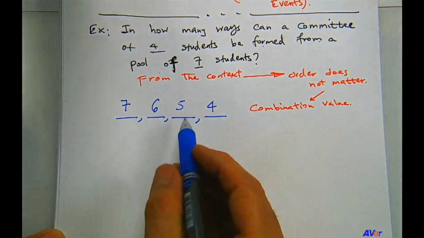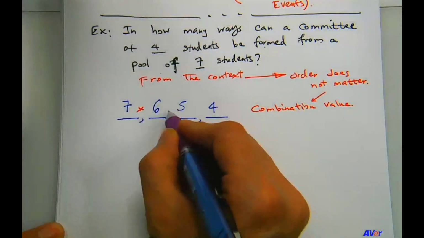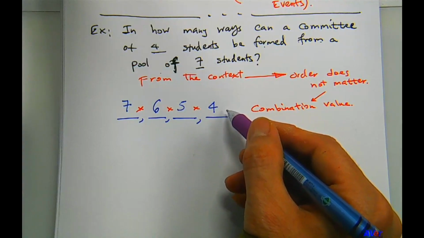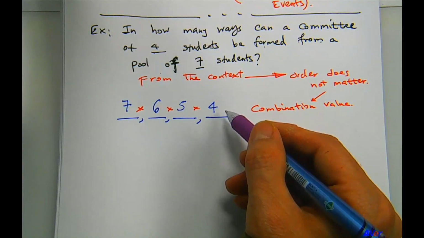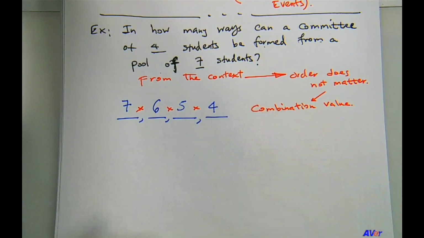Okay, so if we multiply this by the multiplication principle, the number we will get is the permutation, when order does matter, but we don't want that. We want to get rid of all the duplicates because the same people were arranged differently. But that's not going to change the committee, right? It's still the same committee because these are the same people. Putting them in different spots or seats, it doesn't matter.